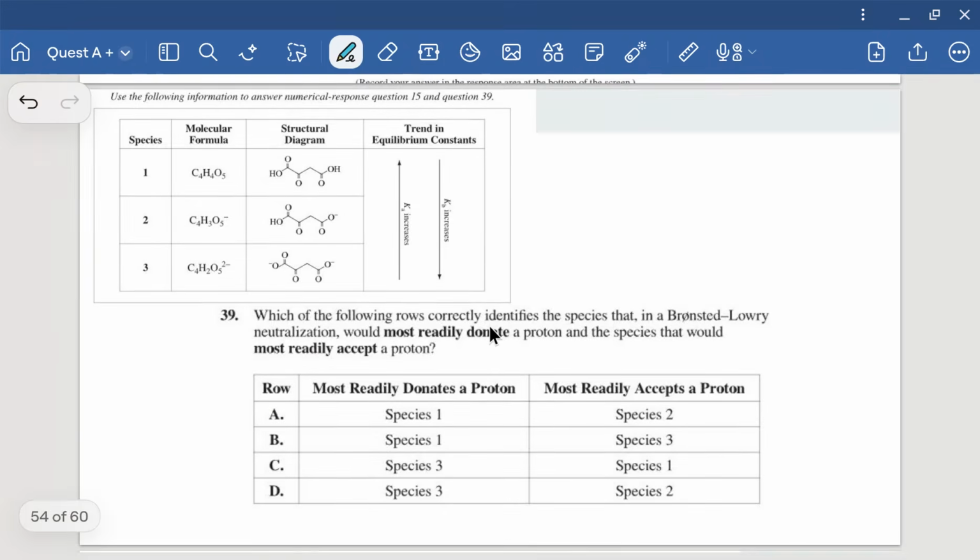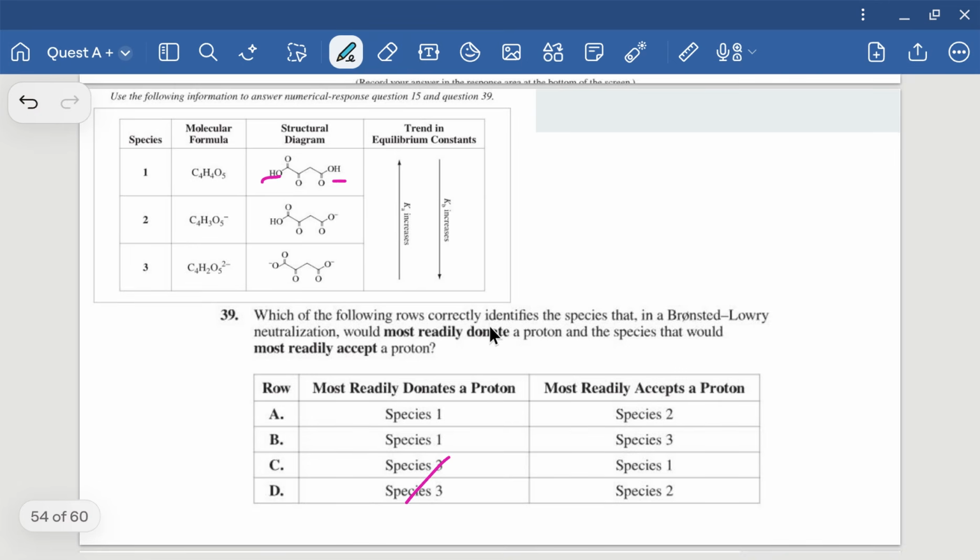Number 39, which of the following correctly identifies that in a Bronsted-Lowry neutralization would most readily donate and the one that would most readily accept? So here you have 2 that can donate. So I would say species number 1 would most readily donate. So taking out those last 2.